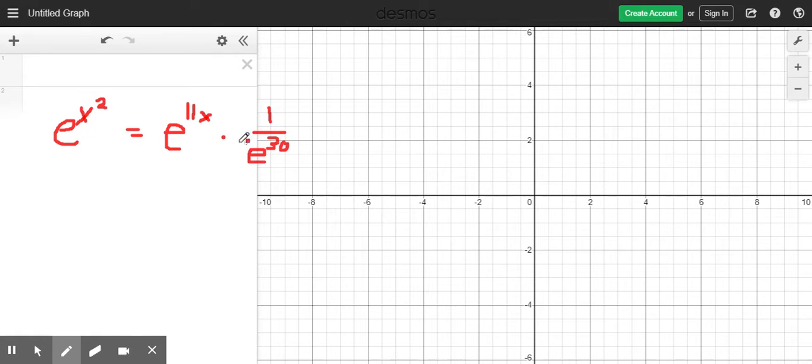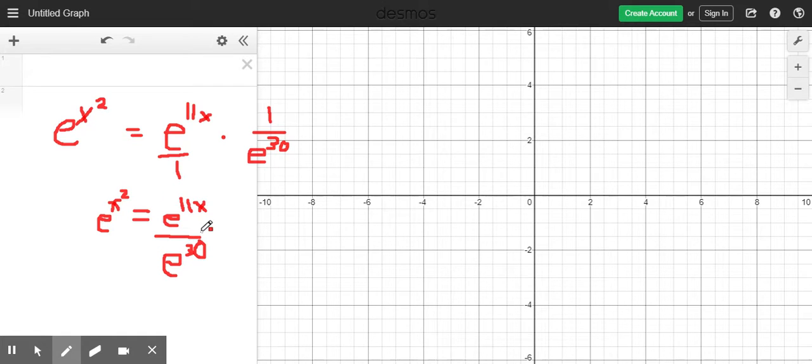I have a fraction multiplied times e to the 11x. Let's just put the e to the 11x over 1. So now I can multiply these two fractions together. Numerator times numerator is the new numerator, so e to the 11x times 1 will just be e to the 11x. And then denominator times denominator is the new denominator. 1 times e to the 30th is e to the 30th. And that all still equals e to the x squared.